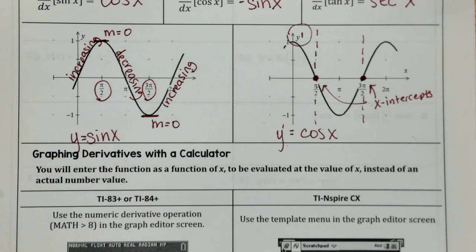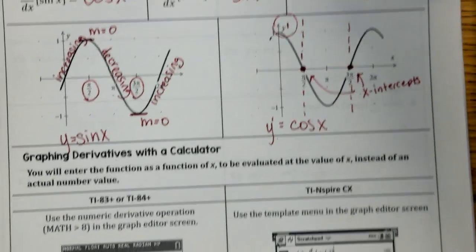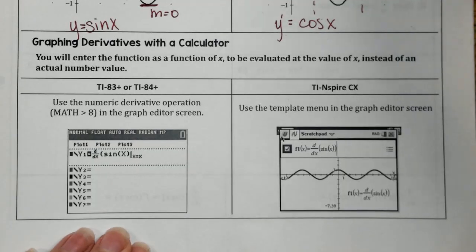What doesn't make sense, Franklin? Okay, that makes me nervous. Graphing a derivative is not that much more than what you've already done.